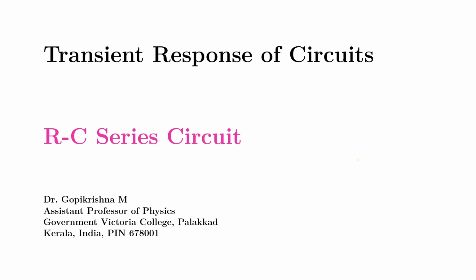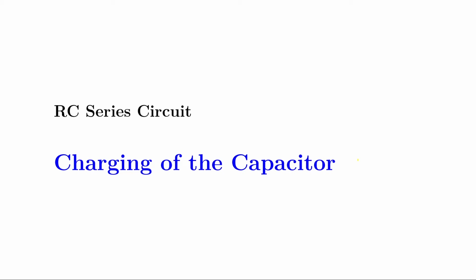We continue our discussion on transients with RC series circuit. The RC series circuit, as the name suggests, consists of a series resistor and a capacitor. And the topic will be discussed under two headings: charging of the capacitor and the discharging of the capacitor.